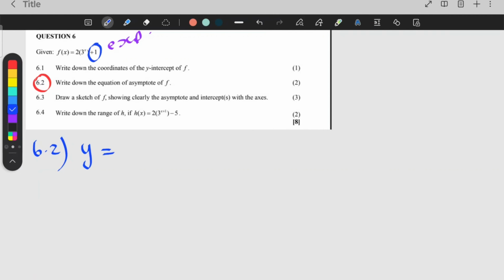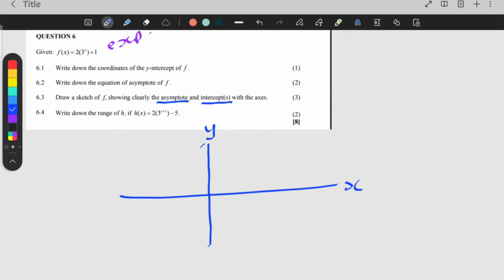6.3 says, draw a sketch of f showing clearly the asymptote and the intercepts with the axes. So this is our x-axis, that is our y-axis. First thing you draw in for your first mark is your asymptote. So my asymptote is y is equal to 1, so I put my asymptote in, y is equal to 1.